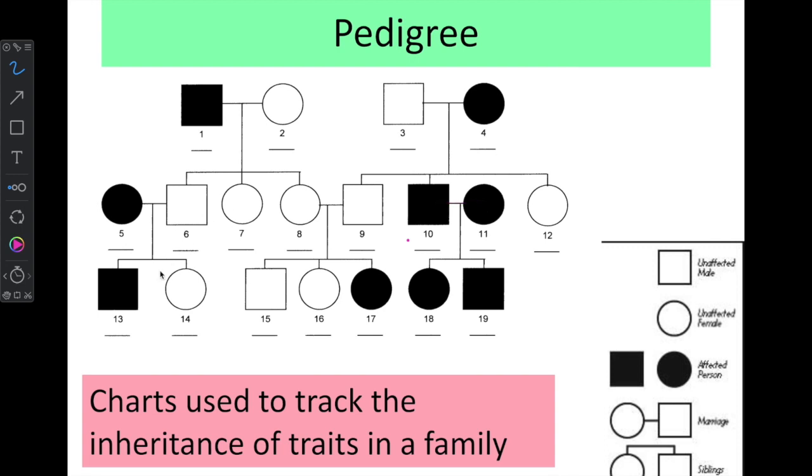Here's another example. 13 and 14 are siblings. They're the children of 5 and 6, who are married. 6, 7, 8 are siblings. They're the children of 1 and 2, who are married.